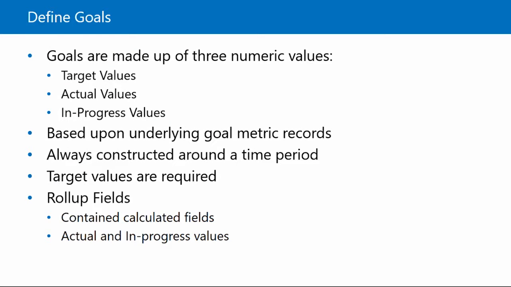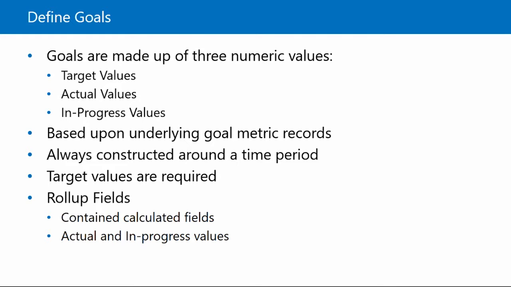Goals differ from goal metrics, as goals are always based off of a time period with a target value. Goal records are also made up of 3 numeric values that can be used together to track progress against goals. Those 3 values are target values, which are manually entered by the user and are really what the goal is. And then you have actual values. Actual values are calculated and defined by the actual roll-up field specified in the underlying goal metrics. In other words, how are we doing relative to the target goal?